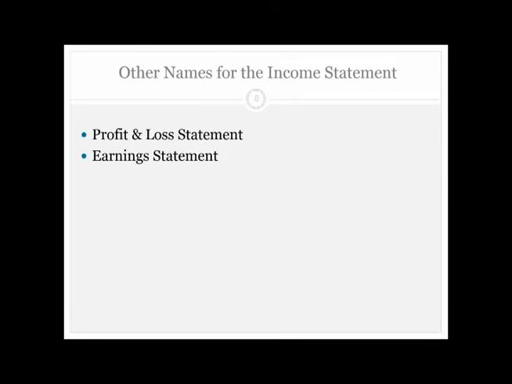Let's start with the income statement. There are several names that are used for an income statement. You might hear a profit and loss statement or an earnings statement. And one thing I do want to mention is when we're looking at an income statement, you should understand that it is cumulative. So if we're looking at an income statement as of December 31, it would include all of the activity, your income and expenses, from January 1 through December 31.